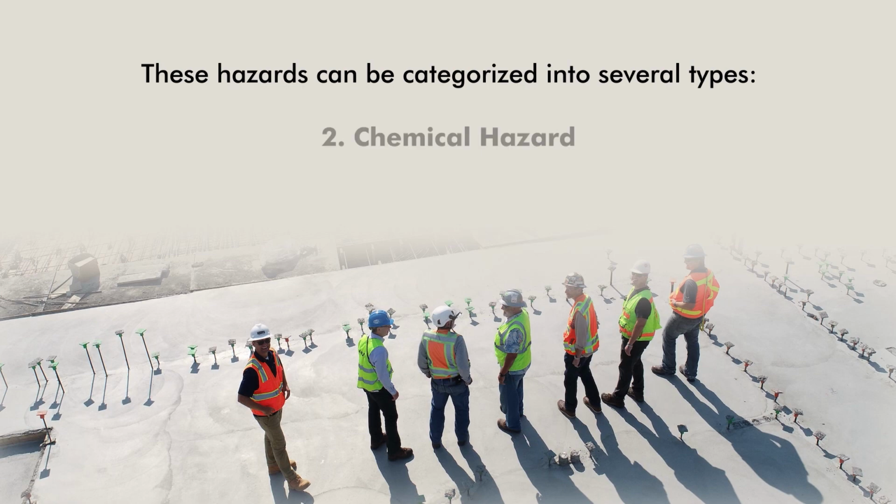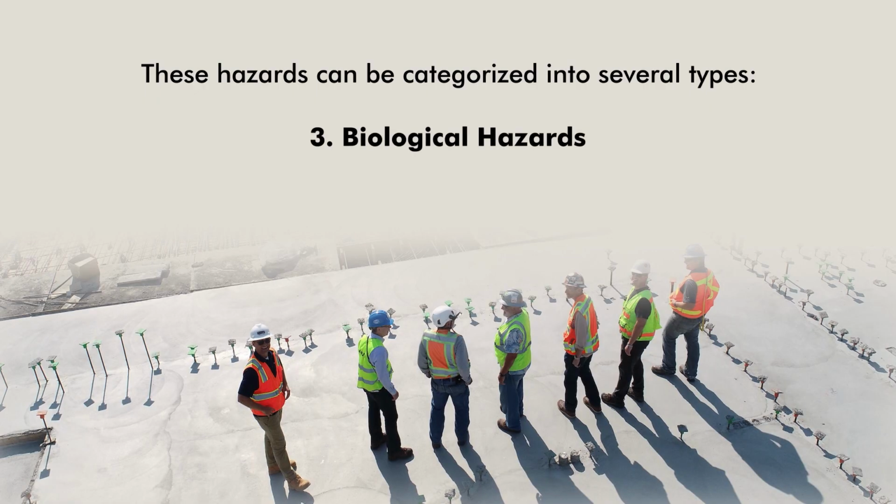Next one is chemical hazards. Exposure to toxic chemical gases and fumes can lead to chemical burns, respiratory issues, skin irritations and even chronic health conditions. Next hazard is biological hazards. In industries dealing with biological agents such as healthcare or agriculture, risks include exposure to infectious diseases or pathogens.